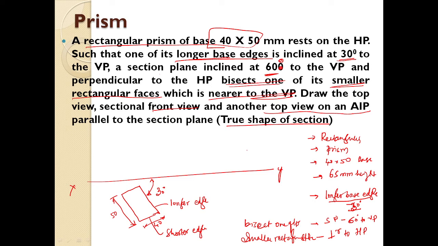Rectangle 50 by 40, longer edge, shorter edge. Another definition: the longer edge is inclined 30 degrees to the vertical plane. Now let us draw its front view.